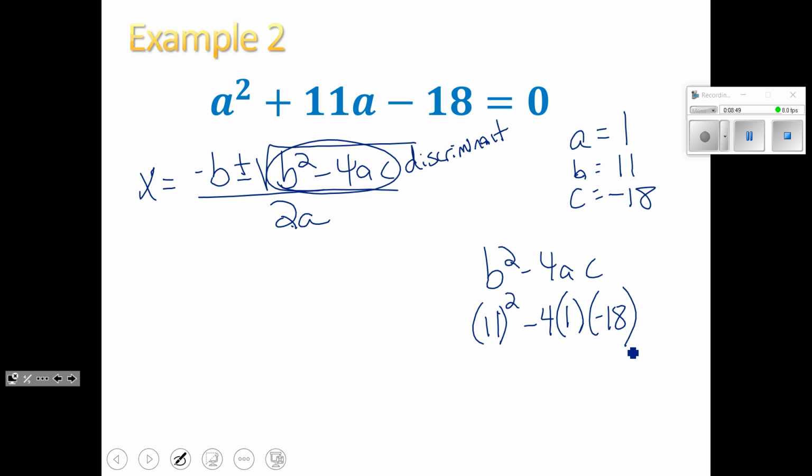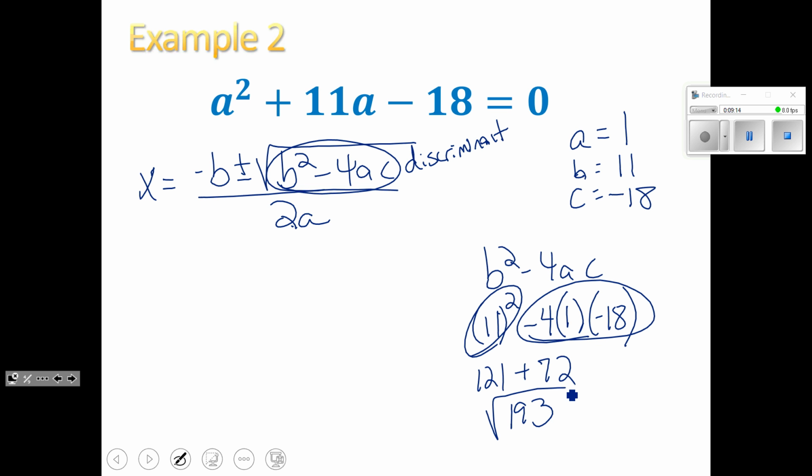So when you work it out, I'm going to square this first. You get 121. Then I'm going to multiply this, and I would include the negative with the 4. So negative 4 times 1 times negative 18, and that's going to give you positive 72. And when I add that together, I'm going to get 193. So that's what's going to go under the radical.